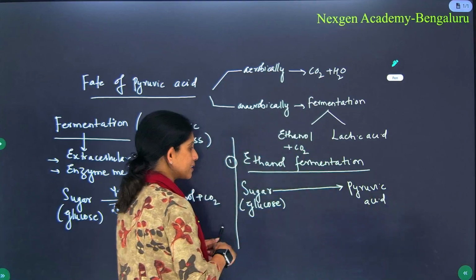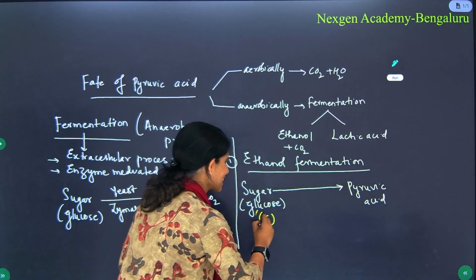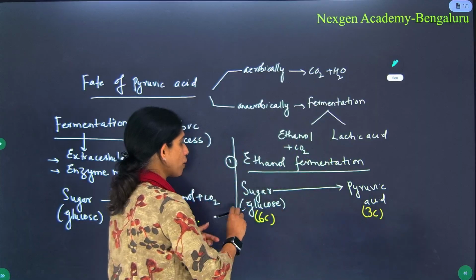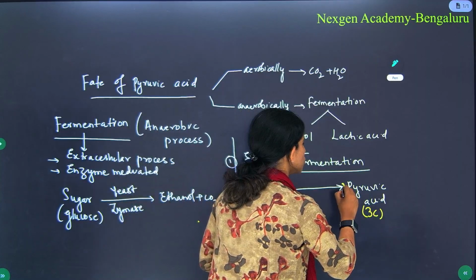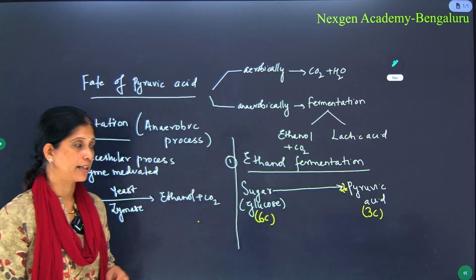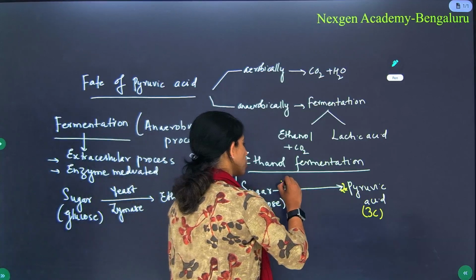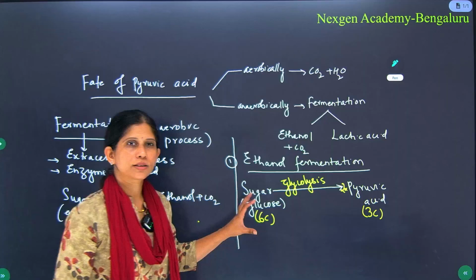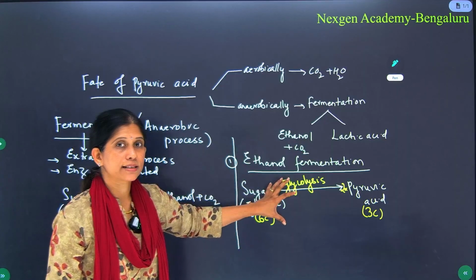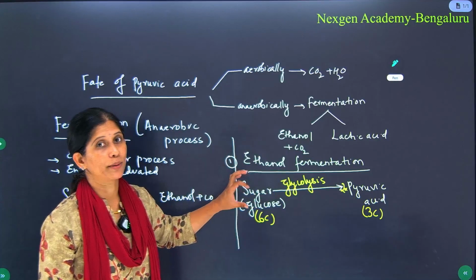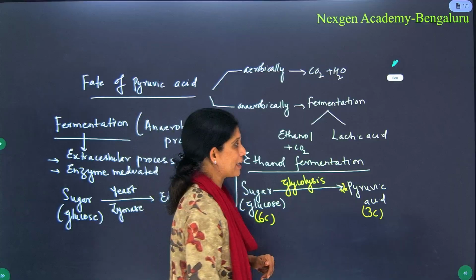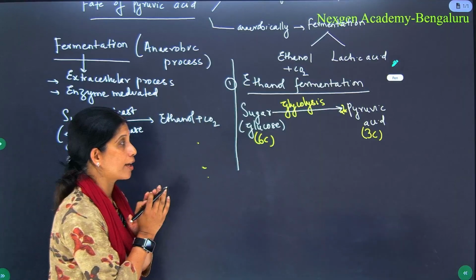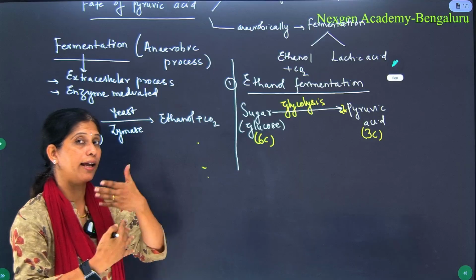We already studied that sugar is made up of 6 carbons. Pyruvic acid is made up of 3 carbon molecules. So one molecule of sugar forms 2 molecules of pyruvic acid. This process is what we studied in the previous class as glycolysis, right? Although we are studying fermentation, glycolysis is an integral part of anaerobic respiration also. So pyruvic acid is formed. Now what is the fate of pyruvic acid? Since we know that the organism is anaerobic, pyruvic acid has to undergo anaerobic respiration.